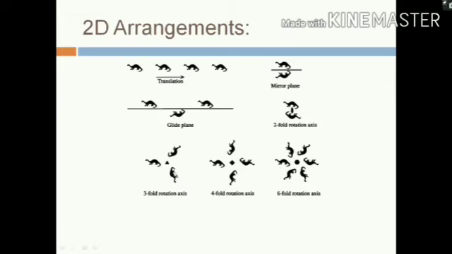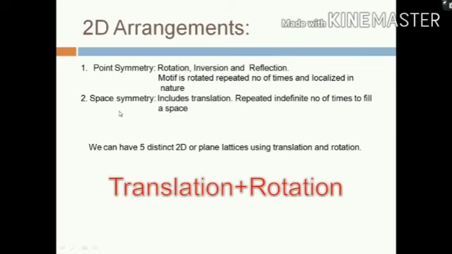So if you see in rotation, we start with this motif, and after 360 degree rotation we come back to this motif, and we cannot generate any new motif by operating rotation. So the operation is localized and we cannot fill up a space by this operation. So it is a point symmetry. Whereas in case of space symmetry, it includes translation. That means we can repeat the motif indefinite number of times and we can fill up a space by these operations. So these are space symmetry.